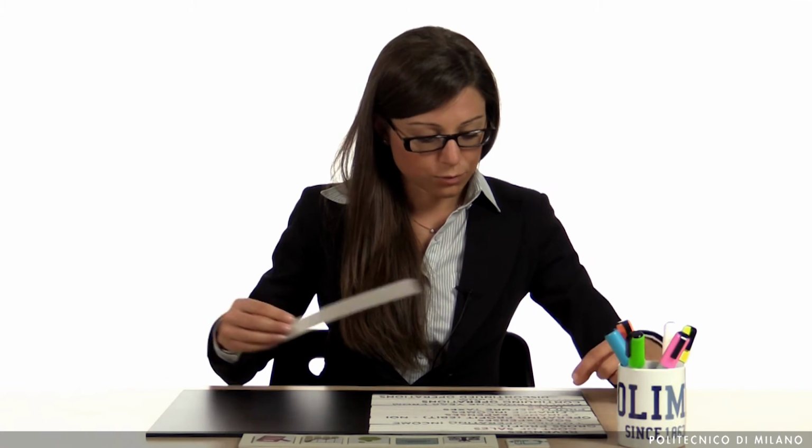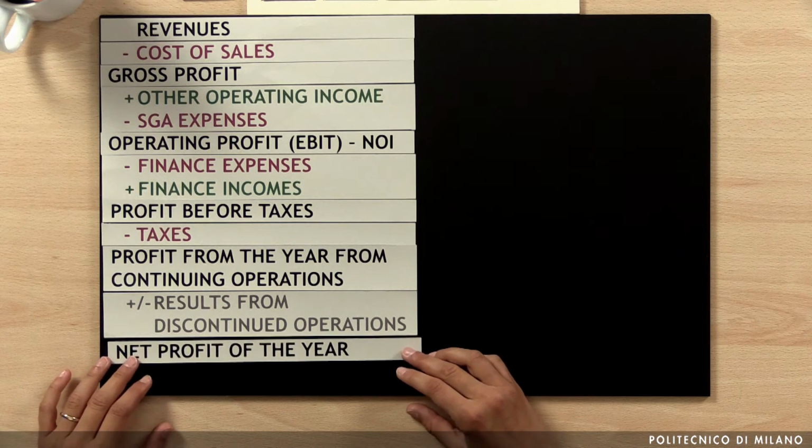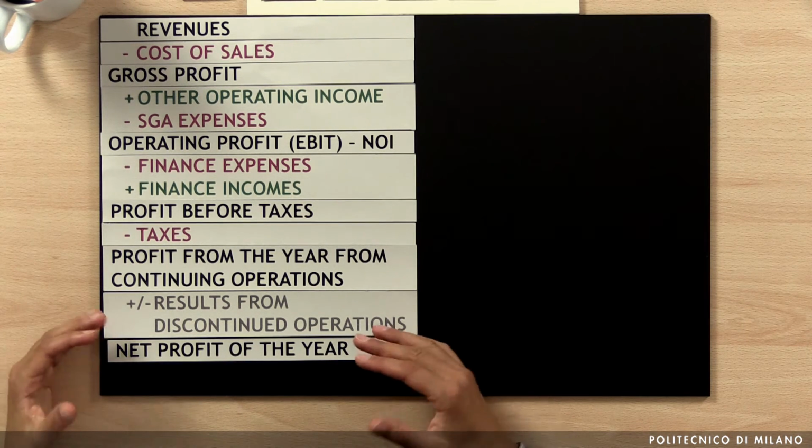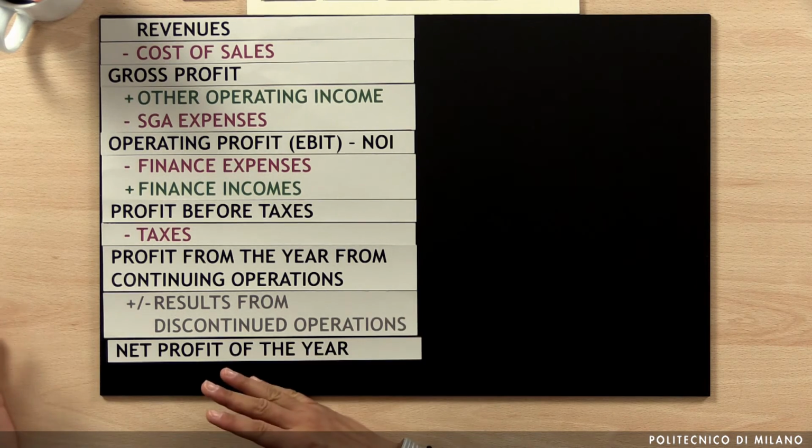And finally, if we again sum and deduct these results, we can find the net profit of the year, which is the final profit of the company as the overall difference between the revenues and the costs.